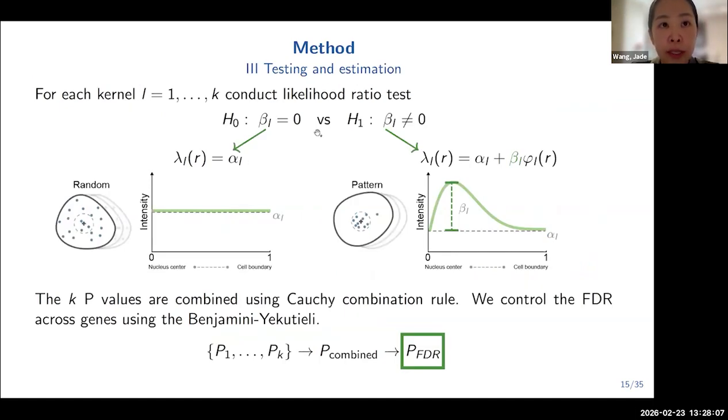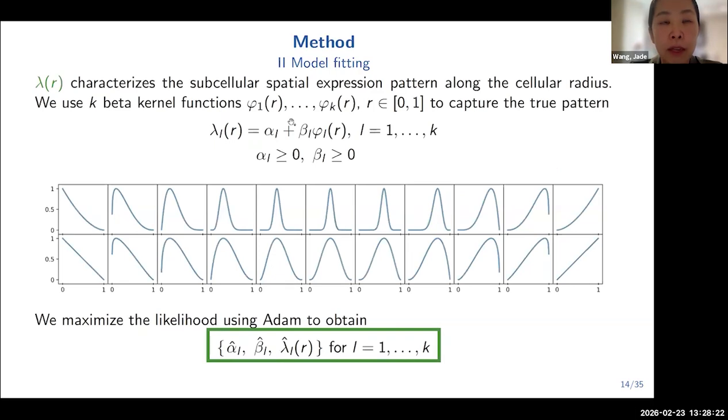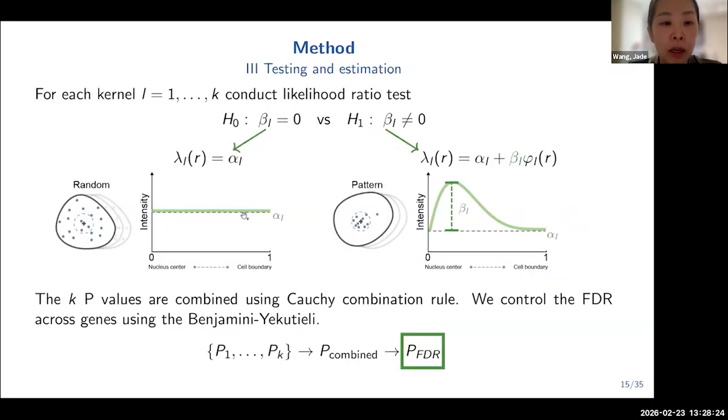We are interested in detecting whether a particular gene has a spatial pattern or not. In this case, it's simple, because it's equivalent to testing if beta is 0 or not. If beta is 0, then given the model specification, lambda equals alpha, which becomes a constant, corresponding to a random pattern. But if beta does not equal 0, it means our intensity function has some projected pattern corresponding to this kernel function. So we do hypothesis testing, a likelihood ratio test, testing if beta equals 0 or not.